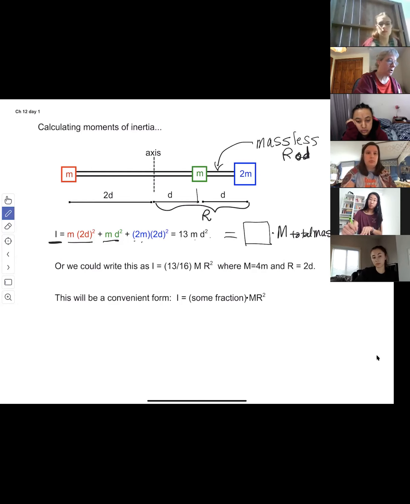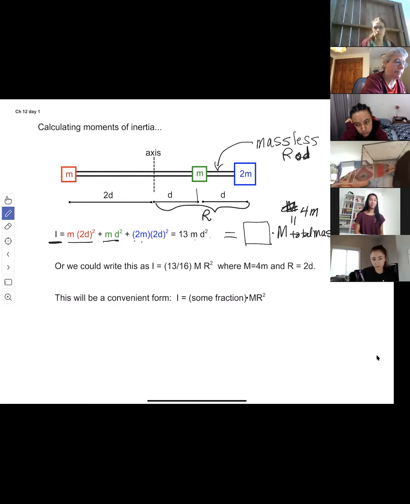Okay, so to do that, I have to say, well, the total mass, 1, 2, 3, that total mass is equal to 4 times the little itty bitty mass, and that r is equal to 2d. And it works out that I can put this in a form where I is equal to 13/16 of the total mass times r squared.